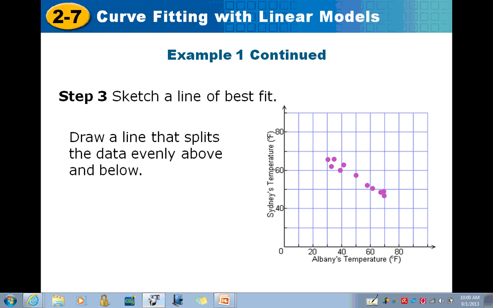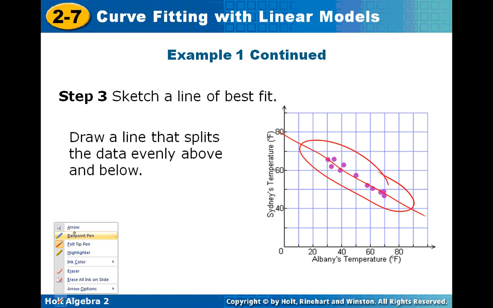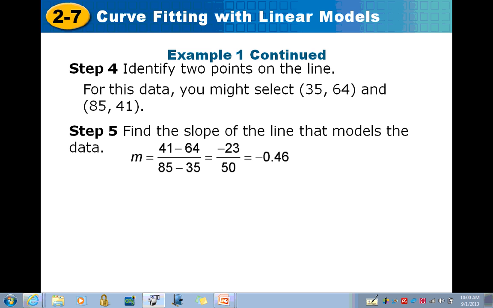Next, we sketch a line of best fit, and this is the part that's up to you. You try to draw a line that goes exactly in between what would be our blob of data here. So we're going to divide it in half. Let's see if the book's line matches mine. There we go. The points are about evenly split above and below.